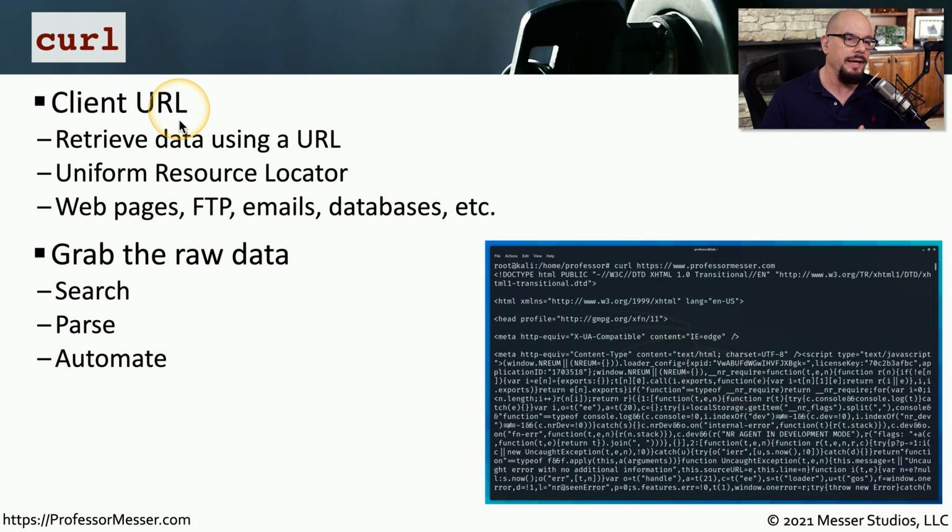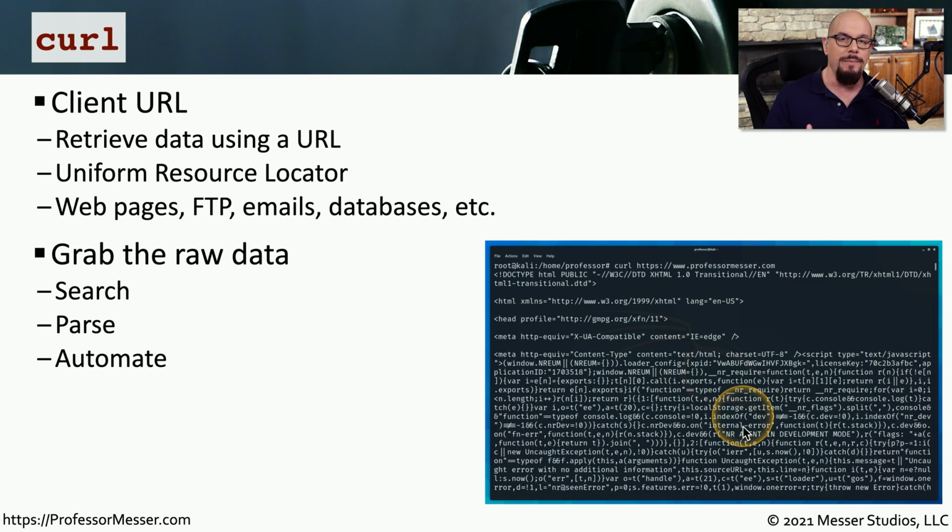This stands for Client URL, or Uniform Resource Locator. This is referring to the URL that you could use to access web pages, to perform FTP, you can retrieve emails, and many other functions as well. This allows you to grab the raw data from these sites and display it in a terminal screen.